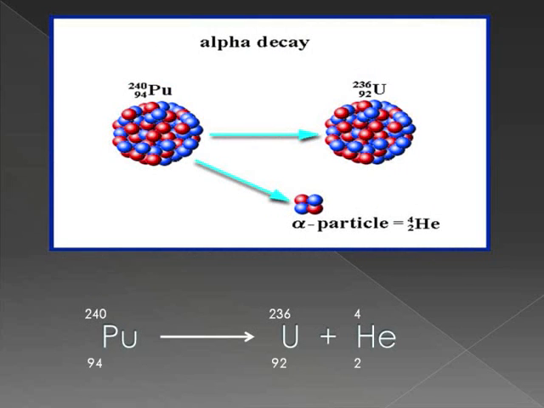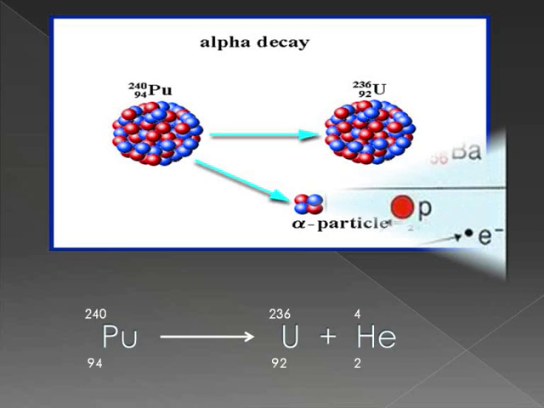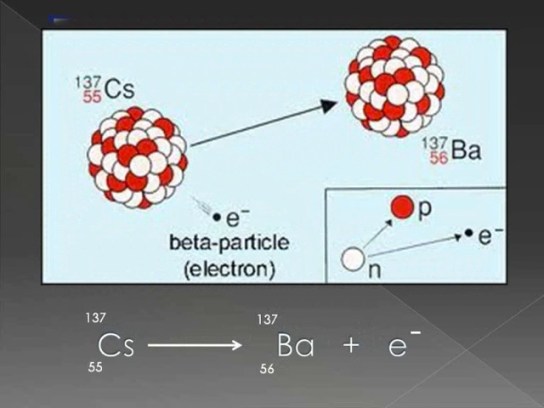Here's an equation for the transmutation of plutonium to uranium with an emission of alpha particle. Could you apply this equation to another alpha decay? Similarly, we have an equation for the transmutation of cesium to barium with the emission of a beta particle. Could you apply this equation to another beta decay?